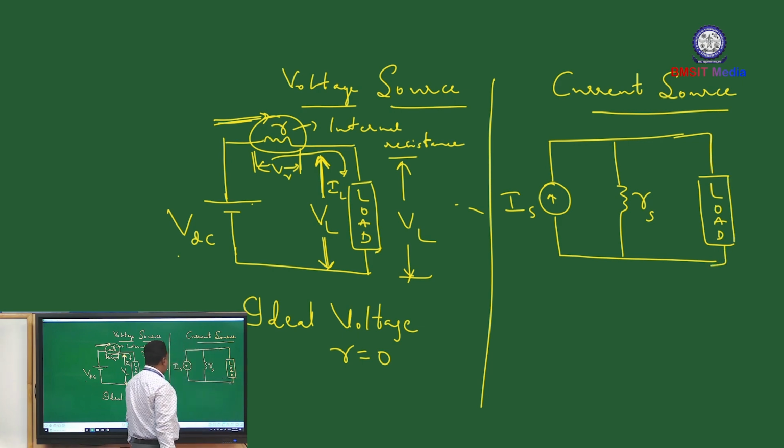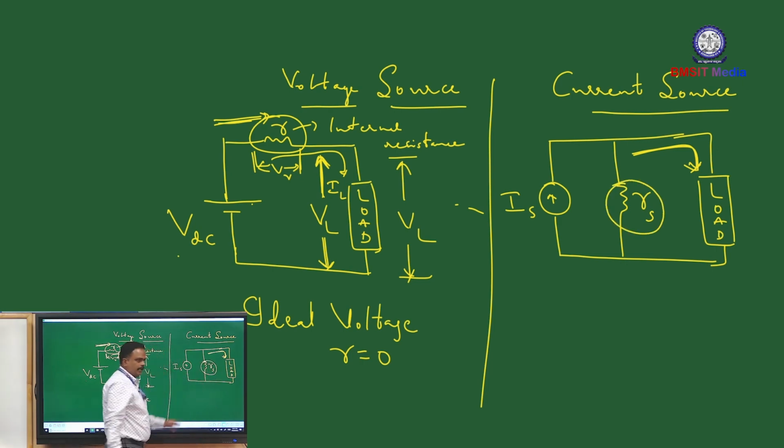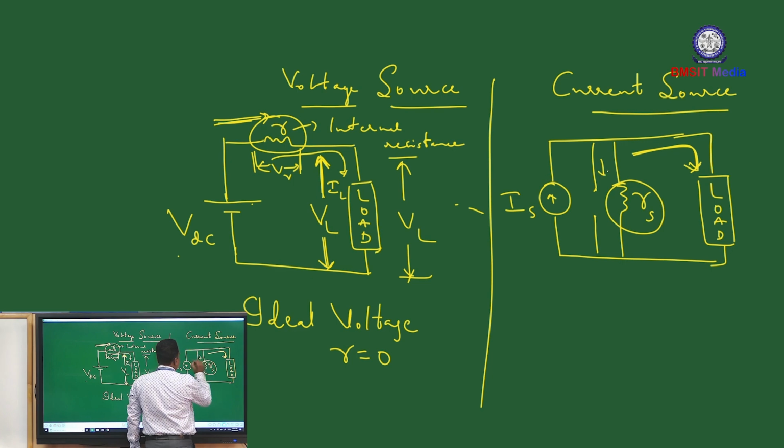An ideal current source delivers constant current through the load. That means this resistance should be very high. For an ideal current source, this is infinite. Infinite means open circuit, so the current flowing through this resistance will be 0, and the entire source current flows through the load.